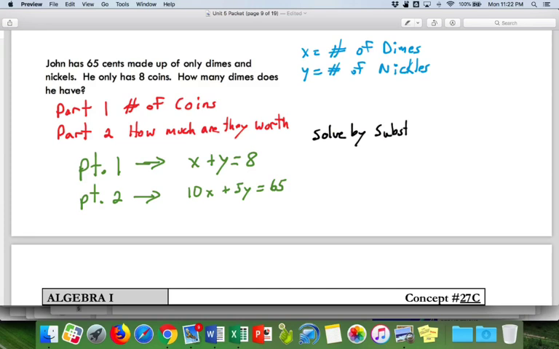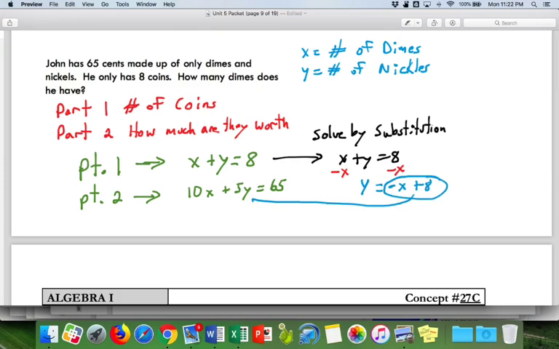We continue to solve this problem by substitution, just like you've been doing. I try to pick the easiest problem to solve for one variable all by itself. When I look at this problem, I see that I could solve for X to be all by itself, or I could solve for Y to be all by itself in part 1. I'm going to go ahead and choose Y to be all by itself. That way when I substitute into part 2, I only have to multiply by 5. I don't have to multiply by 10. My hope is that they're going to be smaller numbers there.